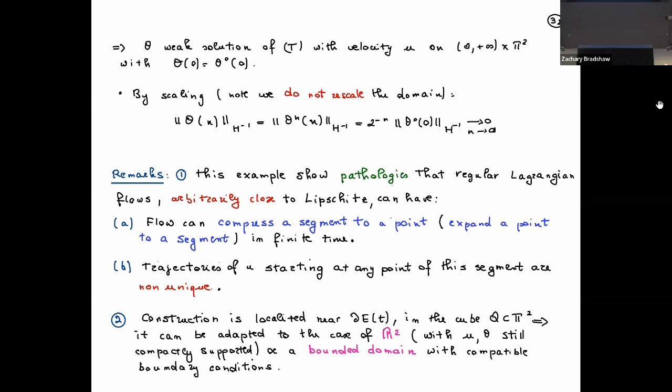This construction has the nice thing that it can easily be localized. As I said, everything happens near the boundary of the set, this cube. So first of all, you can immediately transport it to R2 with U and theta still compactly supported. You can also think that it lives in a bounded domain, and you can put any boundary condition you want on U and theta as long as they are compact. So this is really local.